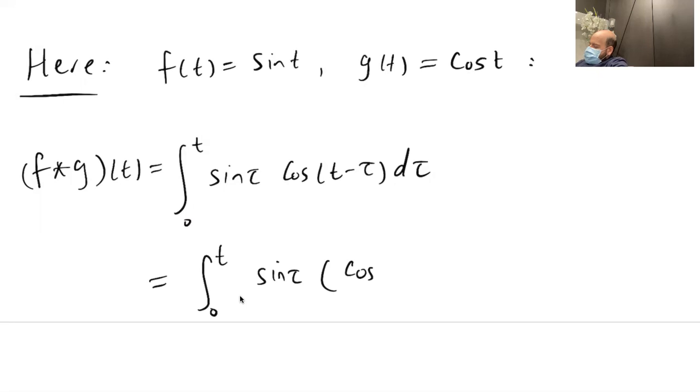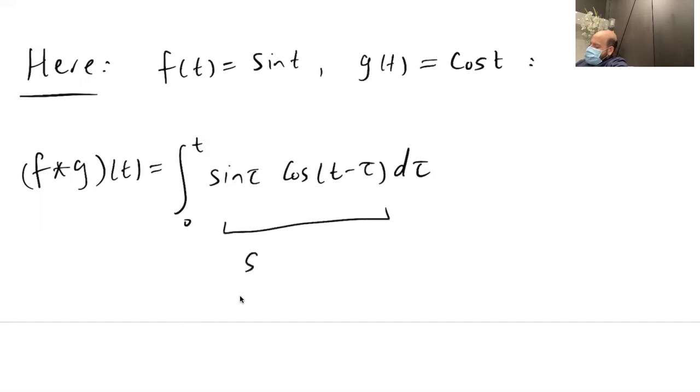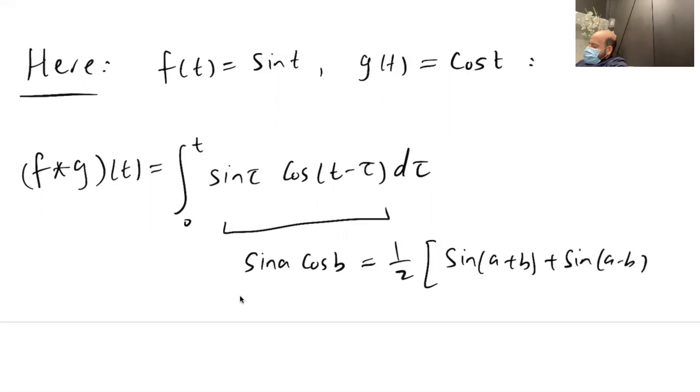I can expand this, or I can use the addition formulas, because we know that if you have sine A cos B, this can be written as 1/2 of (sine of (A plus B) plus sine of (A minus B)). Sine of (A plus B) is sine A cos B plus cos A sine B, and this one is sine A cos B minus cos A sine B. So if I add them and then divide by 2, the result will be sine A cos B.